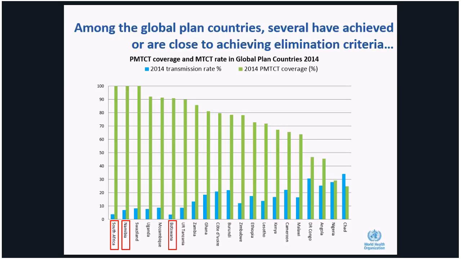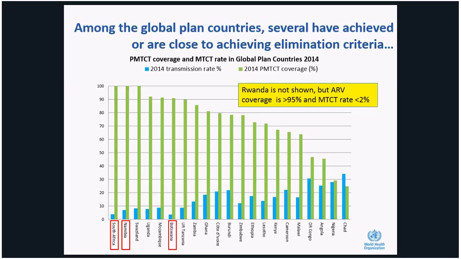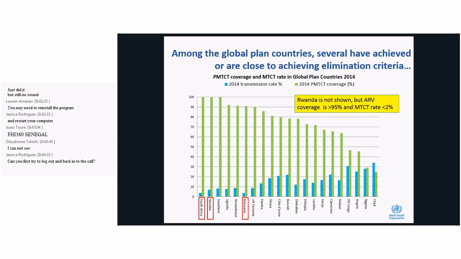Just click on the next slide, Jessica. You'll see that Rwanda is not shown on this graphic because it's not one of the global plan countries, but in Rwanda, ARV coverage is also above 95%, and the MTCT rate at the end of breastfeeding is below 2%. So you have a situation where a number of the high burden countries are achieving or close to achieving these other elimination criteria. Next slide.